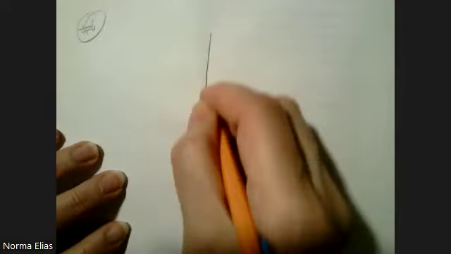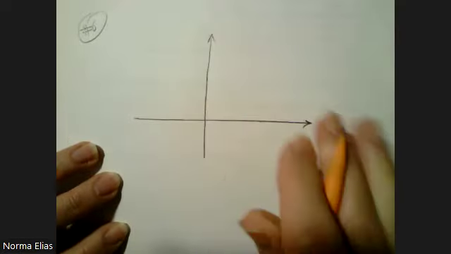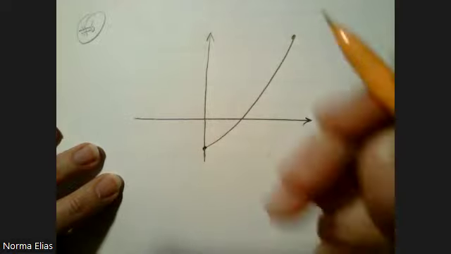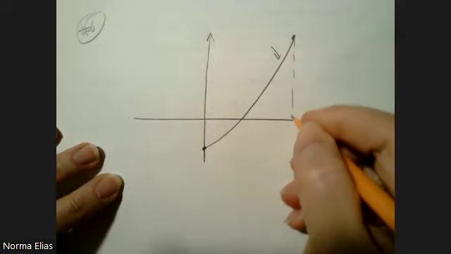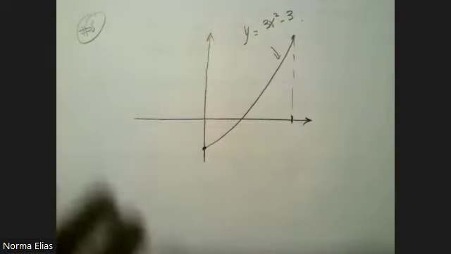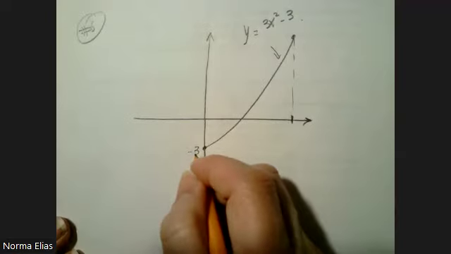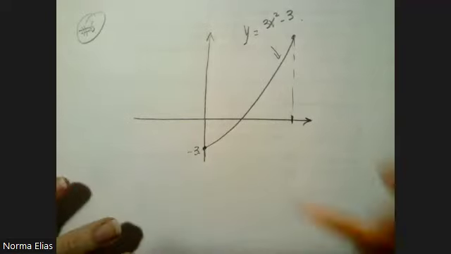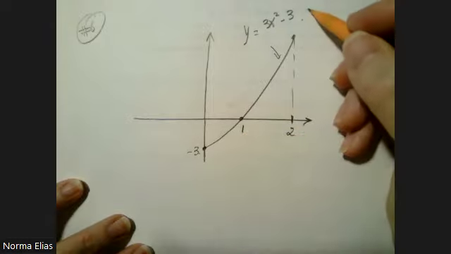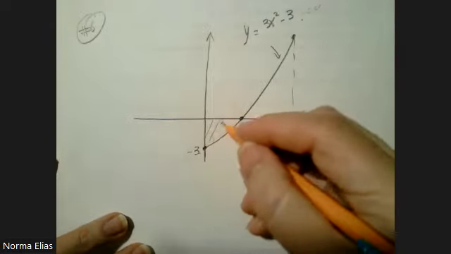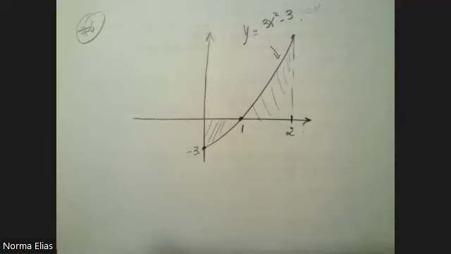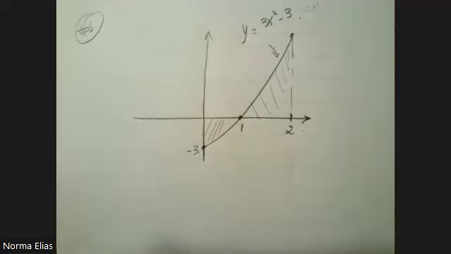Number 6. Okay, so we have the following graph. And this is y equal 3x squared minus 3. Okay, so that's a typical parabola. So this is a minus 3 in here. And this point right here is a 2. And this has to be 1, because if you set this equal to 0, you get x equal to 1. And I'm interested in the area of this region right there. Okay, so my question is find the area of the following region. So what are we supposed to do?